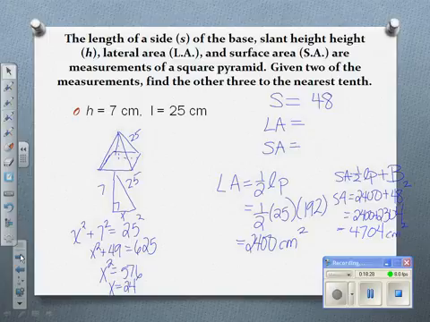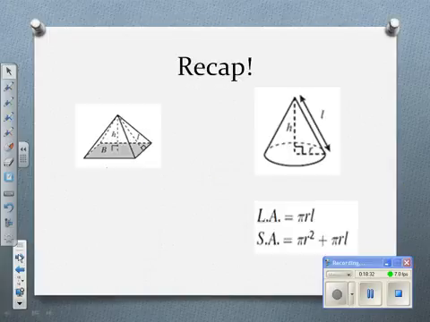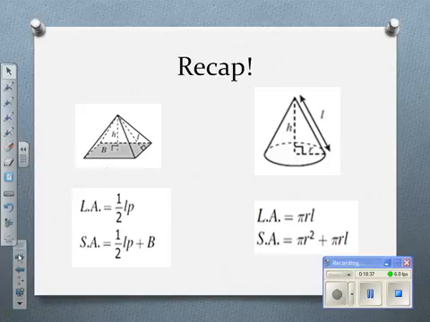All right, so just a lot of moving back and forth and thinking. So just as a recap, okay, we looked at pyramids and cones today and their lateral area, which is the area without their bases, and their surface areas.